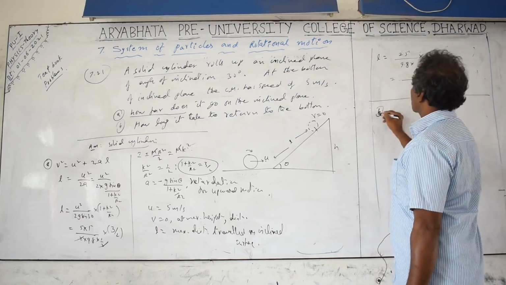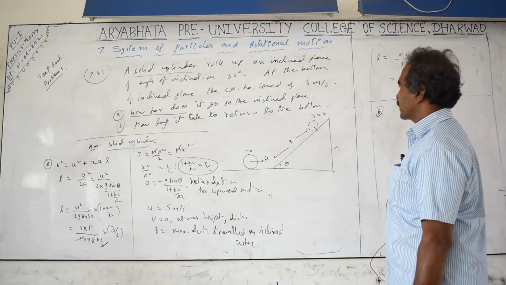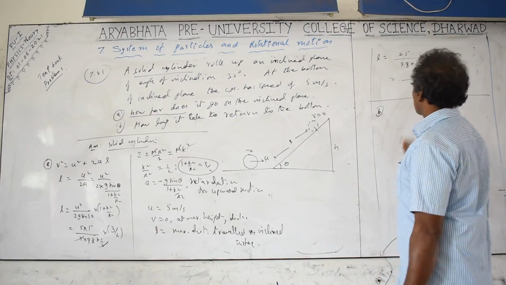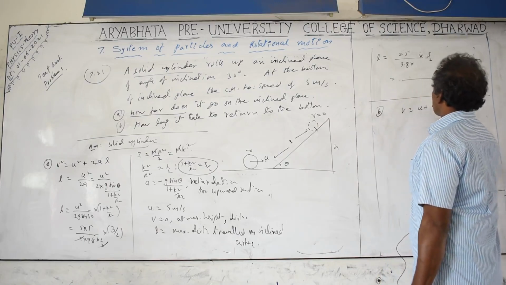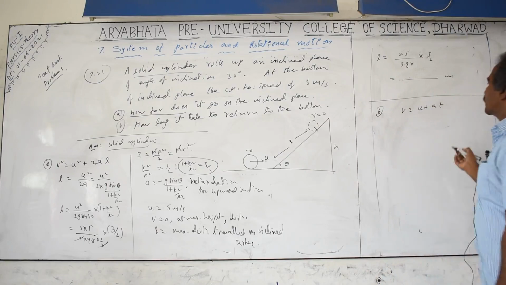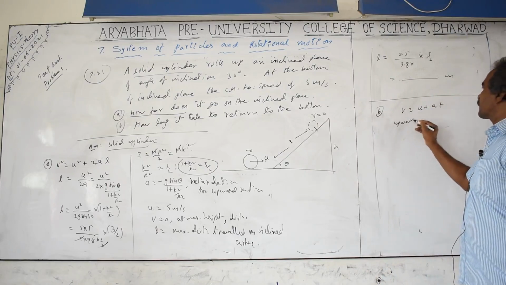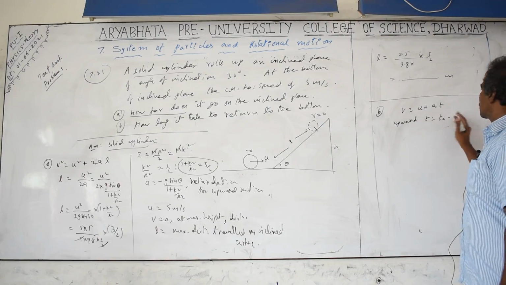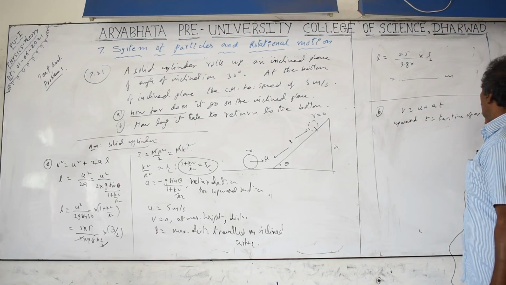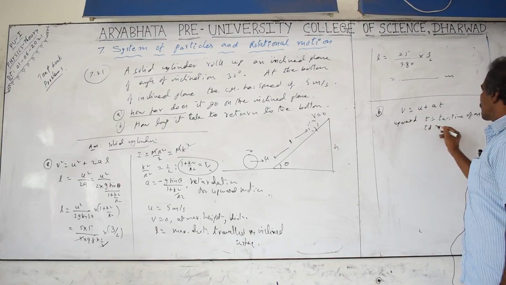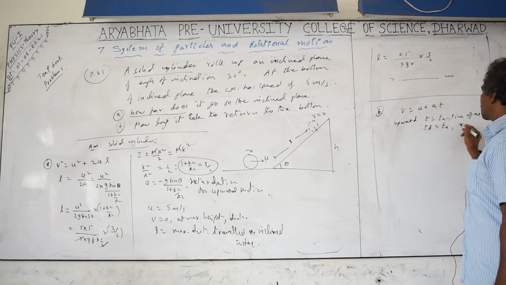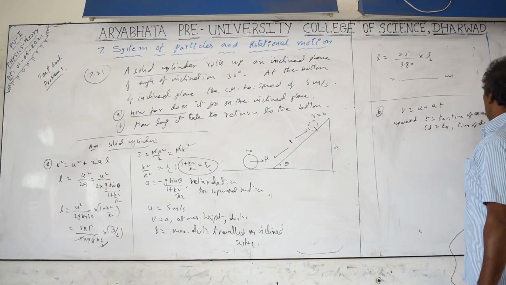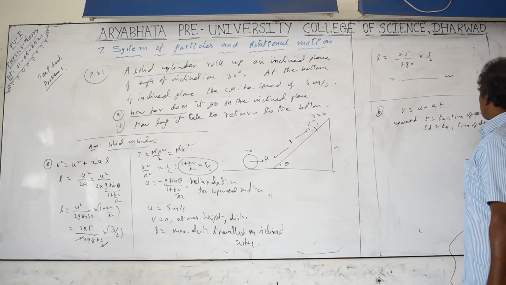Next, the B bit: time taken to go up. You can take final velocity v equal to 0. You have to find out t, the time of ascent. You can take the relationship v equal to u plus at, taking the upward direction as positive. Td is the time of descent. Neglecting air resistance, time of ascent is equal to time of descent.